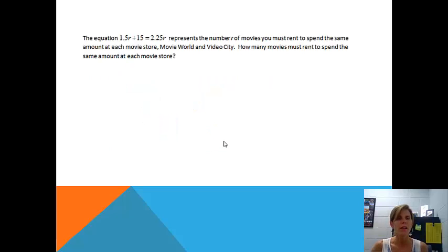Okay, the next one. The equation 1.5r plus 15 equals 2.25r represents the number r of movies you must rent to spend the same amount at each movie store, Movie World and Video City. How many movies must you rent to spend the same amount at each movie store? Once again, the equation is given to me. There are no numbers that I have to plug into it, so no extra information is given. They are asking me for how many movies I would have to rent, and it said that r is the number of movies that I have to rent. So I'm looking for an r value. Notice the equation already has an r in it. I'm just going to rewrite it.